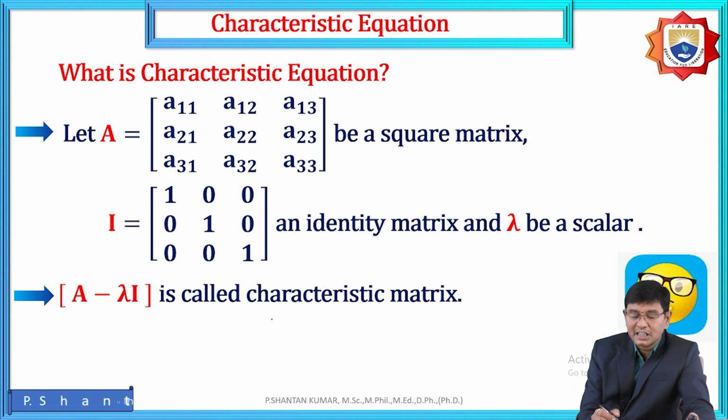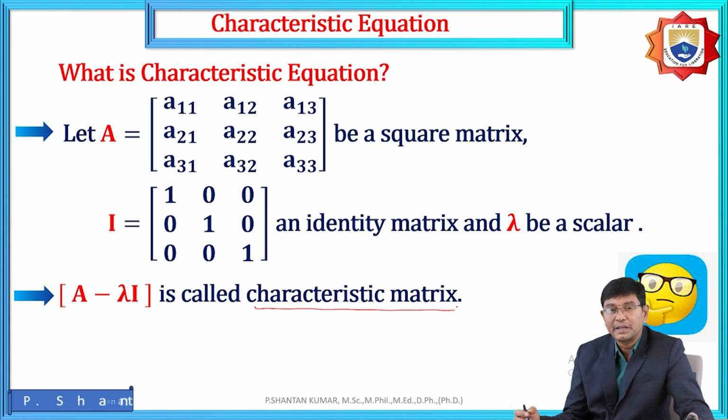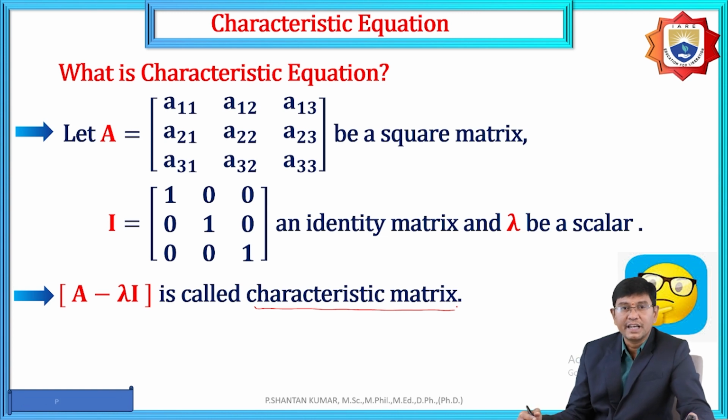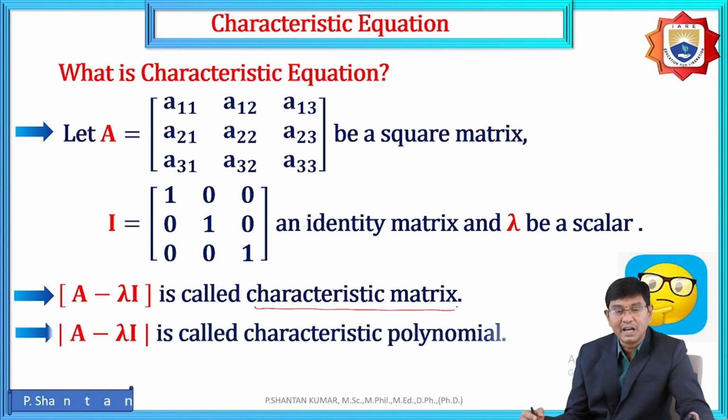That means the characteristic matrix is obtained in matrix notation, by considering the matrices A, lambda, and I. Next, what is a characteristic polynomial? Whatever we consider as the matrix A minus lambda I, if we find its determinant, that is polynomial terminology. The determinant of A minus lambda I is called the characteristic polynomial.